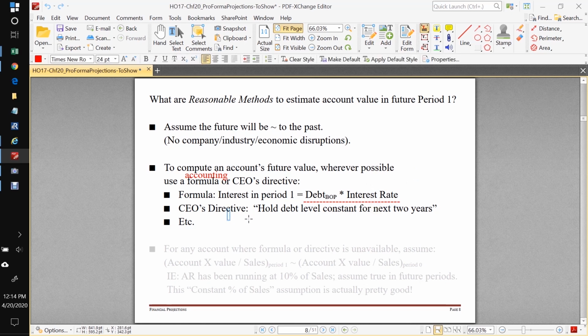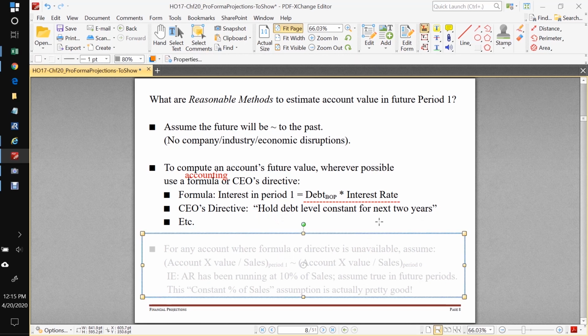And a CEO's directive could be something like this. The CEO or the board of directors or the CFO could say, we are going to hold our debt level constant for the next 2 years. So that would just say debt in year 1 is equal to debt in year 0, etc.